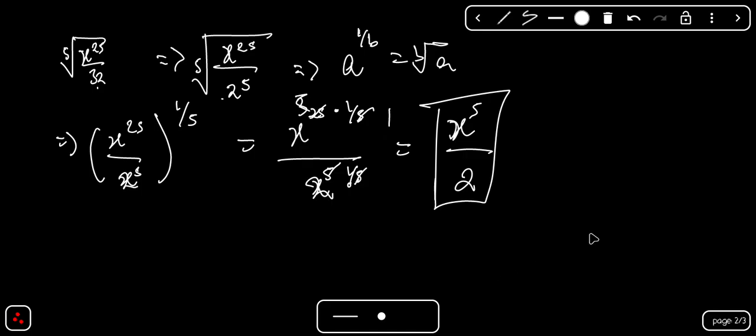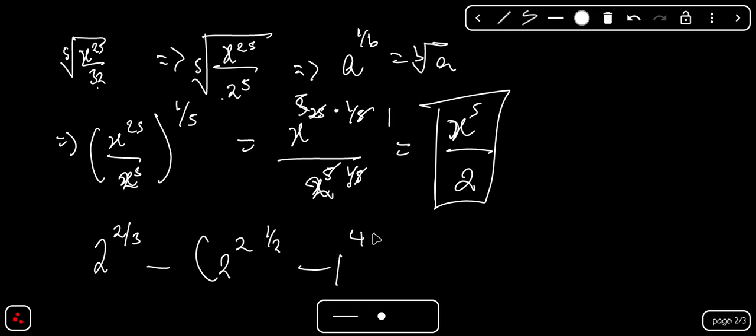Now let's solve this challenge problem. It's very easy though. And here's the problem. You have 2 raised to the power of 2 over 3, minus 2 raised to the power of 2 plus 1 over 2, then minus 1 raised to the power of 4 over 5.